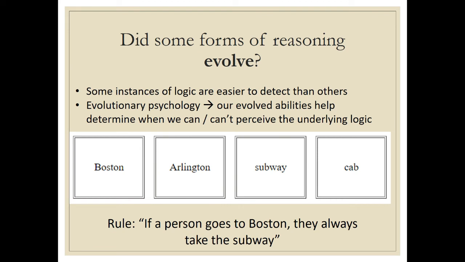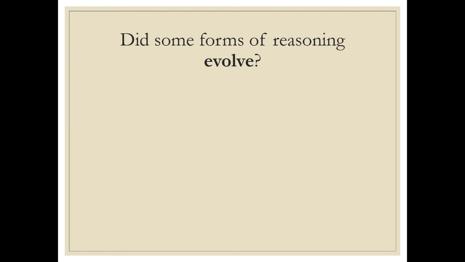The rule is, if a person goes to Boston, they always take the subway. So now you can already figure out, okay, I need to turn over Boston. I don't need to worry about Arlington, because you can get to Arlington however you want. And then you might be thinking, oh, I should turn over Subway because the description says Subway, but now you should know, no, Subway doesn't matter. I can take the subway to Arlington, it doesn't matter, or subway to Boston. What matters is cab. If on the other side of cab it says Boston, then I've violated this rule because the person's gone to Boston with a cab. And this is an example where most people get this wrong. Roughly only 25% of people get this right.